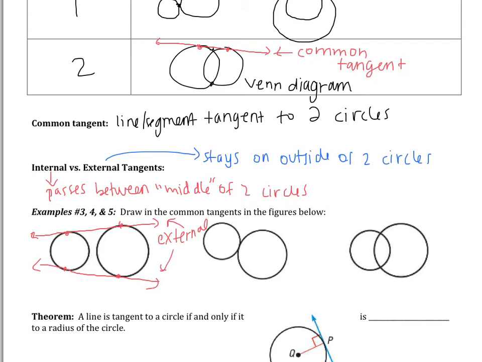Internal, on the other hand, would be this common tangent right here, and then this common tangent right here, because they pass in the middle of the two circles. So example 3 actually has 4 common tangents. I would like you to try examples 4 and 5 on your own, please. Draw in the common tangents, and then tell me if they're internal or external, please.